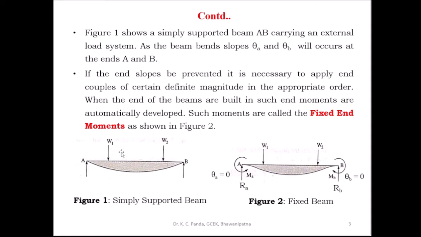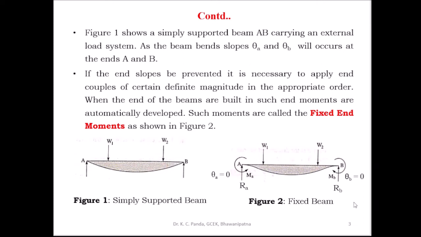This is figure 1, simply supported beam carrying an external load system. As the beam bends, slopes theta A and theta B will occur at the ends A and B. If the end slopes are to be prevented, it is necessary to apply end couples or end moments of certain definite magnitude in the appropriate order. When the ends of the beam are built in, such end moments are automatically developed. Such moments are called the fixed end moments.